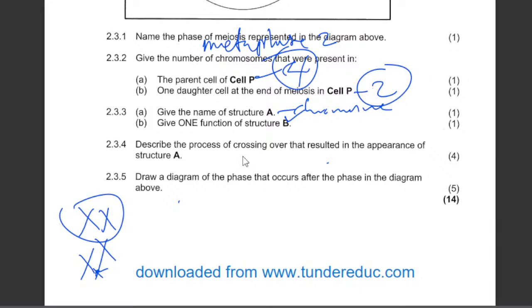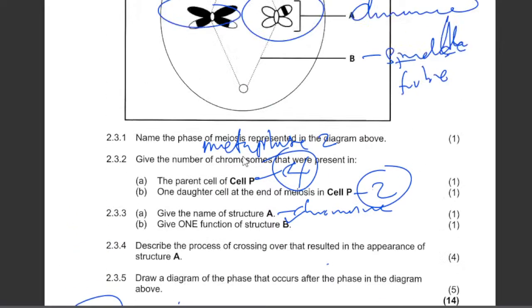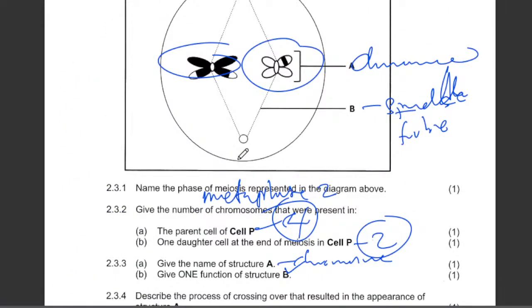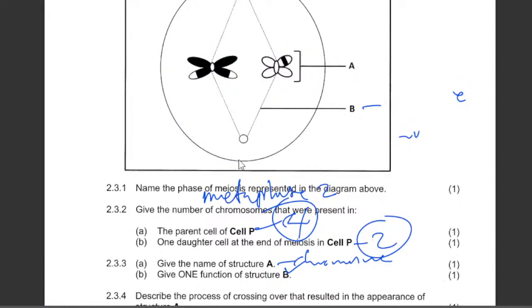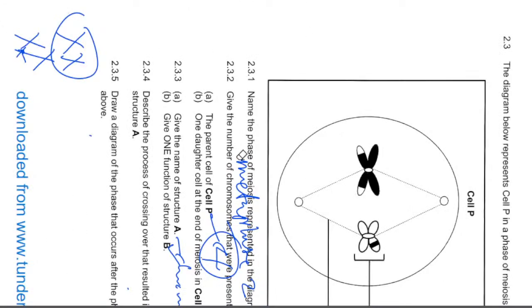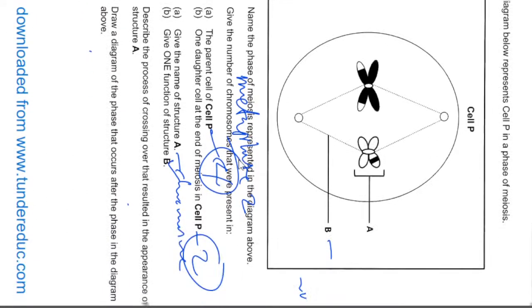All right, they're saying draw the diagram of the phase that occurs after the phase shown. So here they are looking at anaphase, but when you're drawing, let me show you, it's supposed to be like this. You see, it's going to split. When it splits, make sure that the variations are correct.